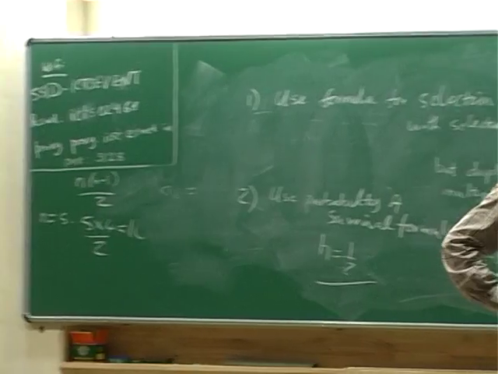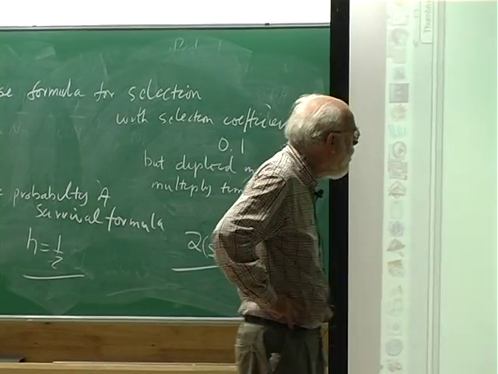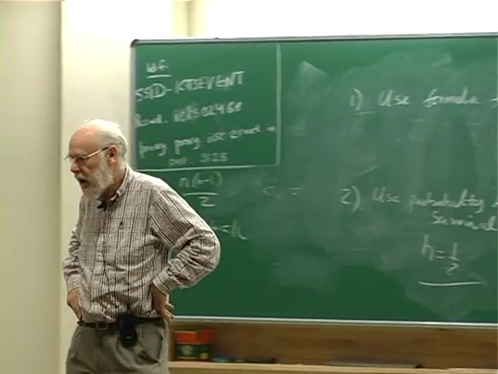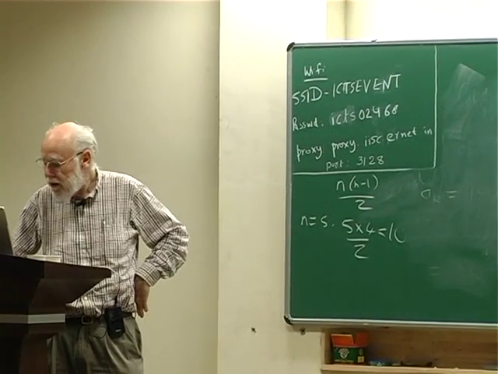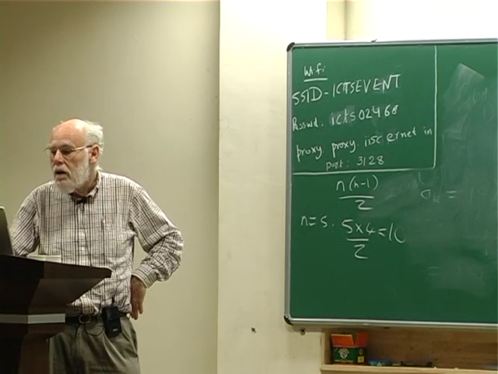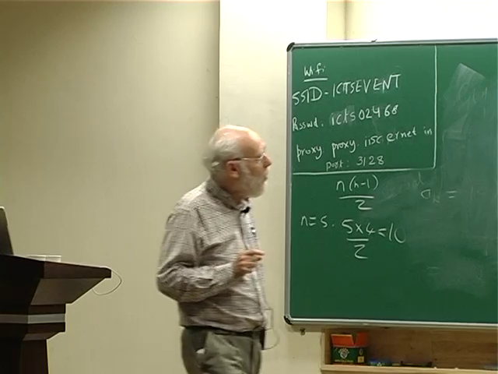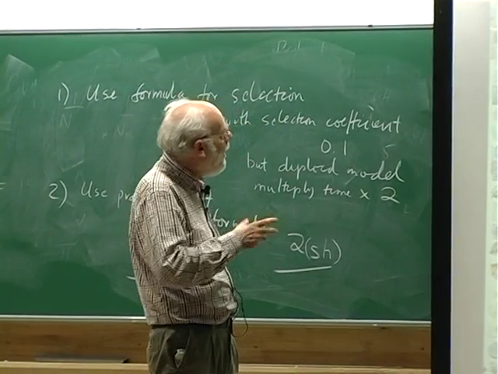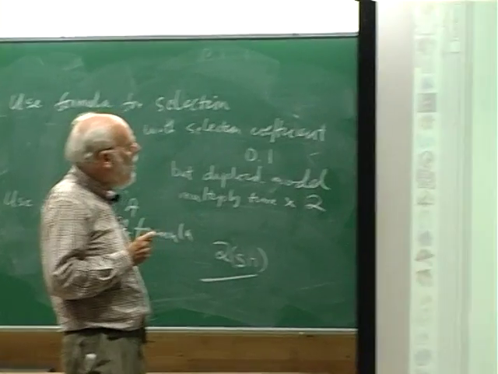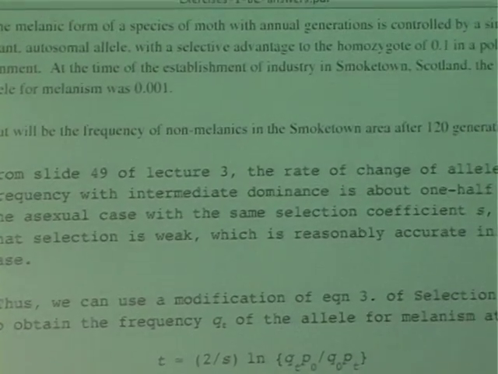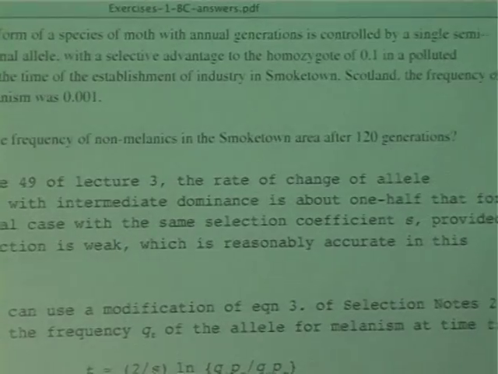Expected for me to do it on the board, so I'll just walk through the answer with you using this crib here, which I've made. So the question was: start with a frequency of 0.001 of this dark form of the moth. Hideous air pollution hits it, so it starts to spread. And we're going to look at its frequency after 120 generations, okay?